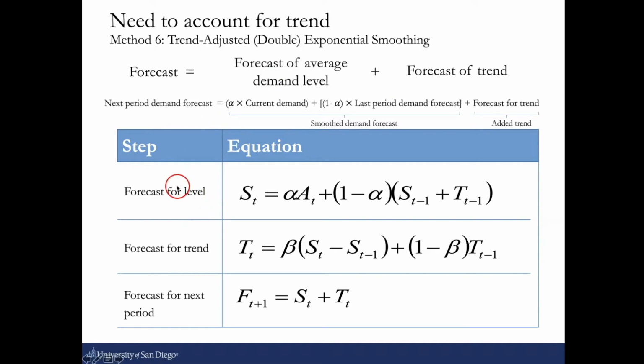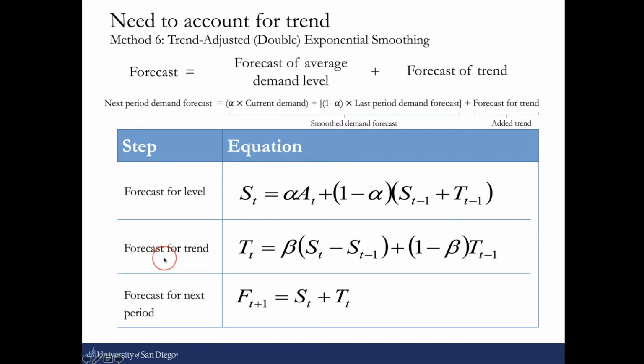So we have the forecast for level. This is the demand level, right? So the smooth demand forecast, as you can see up here. We have alpha that you need to decide. A sub t is the realized demand, and S sub t minus 1 is the forecast for level in the previous period, and T sub t minus 1 is the forecast for trend in the previous period.